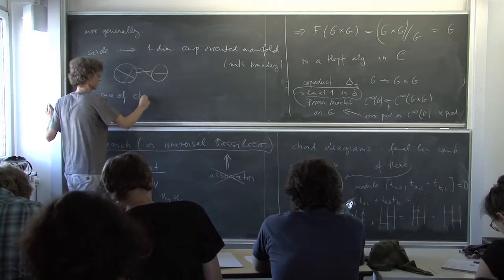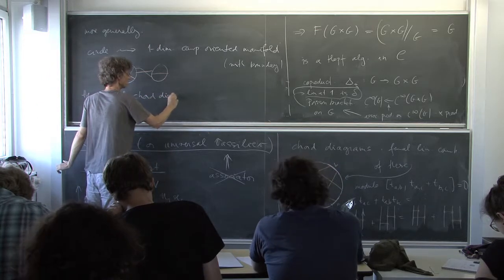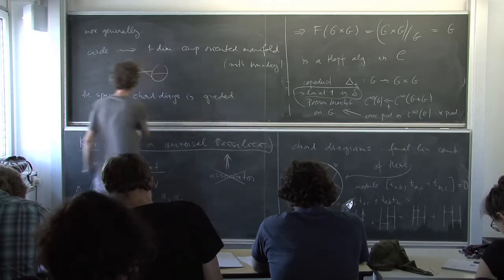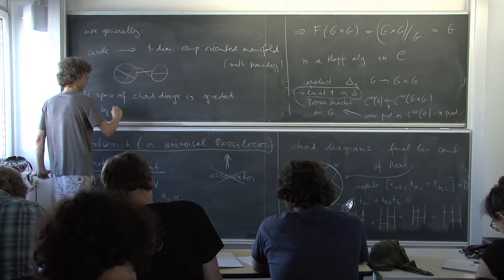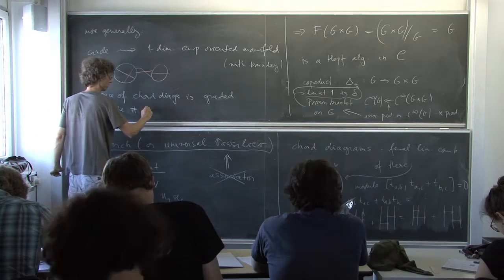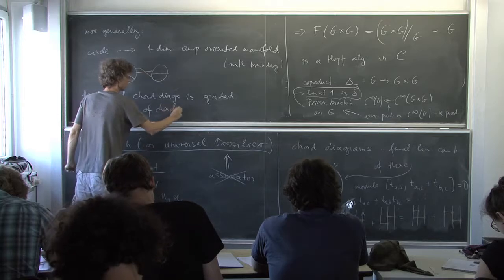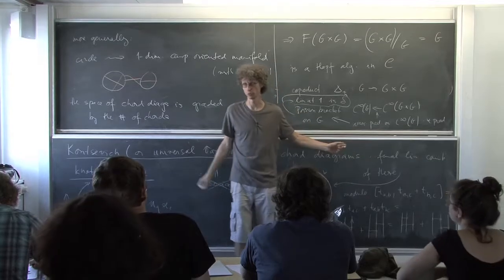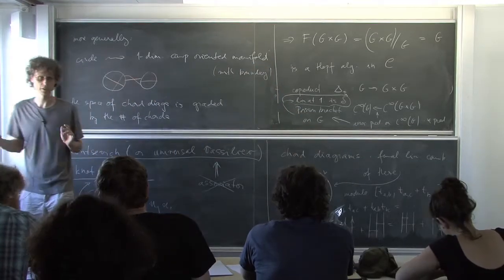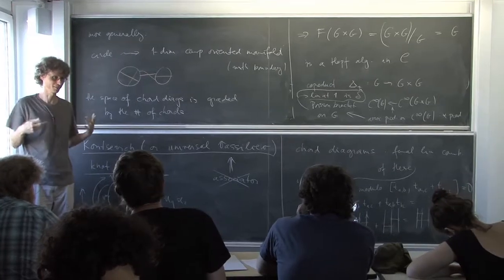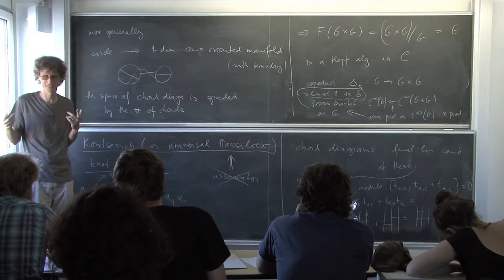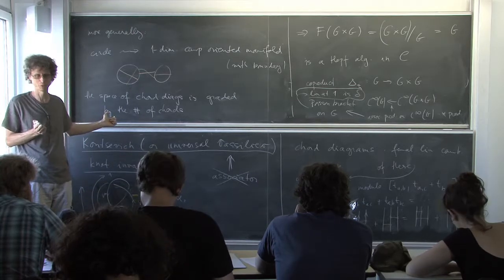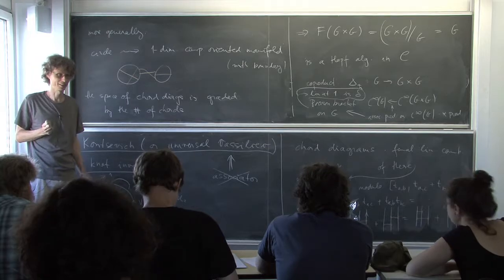of those chord diagrams is graded by the number of chords. Certainly, these relations don't change the number of chords, so this makes sense. And each graded piece is finite dimensional because there are only finitely many configurations one can imagine with n chords. So at least it's always a finite amount of work to understand that space for every n.